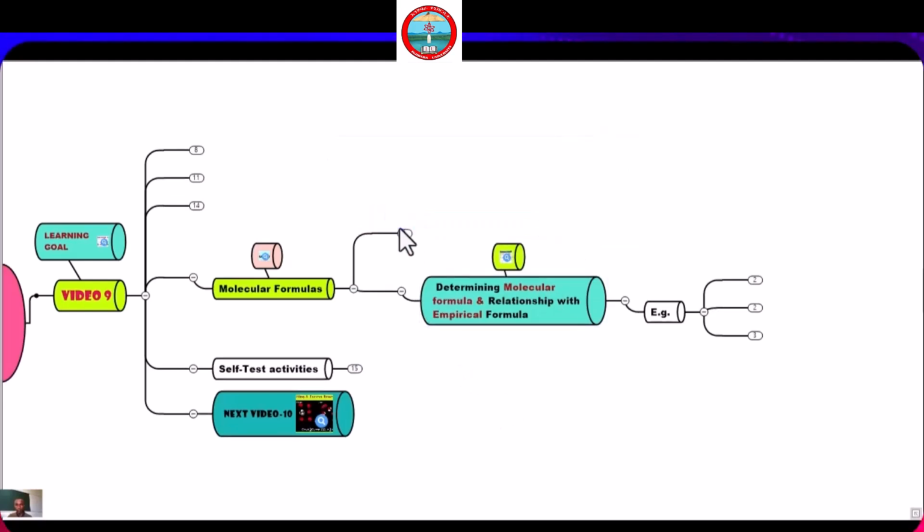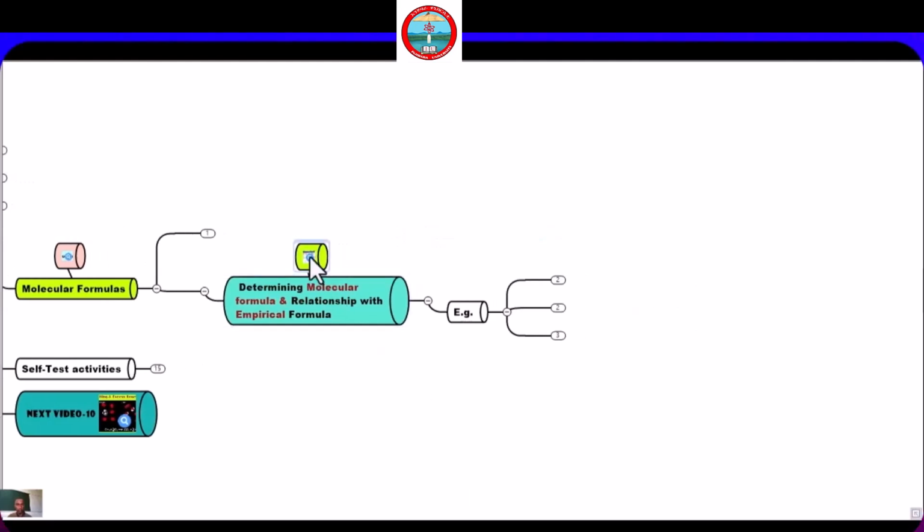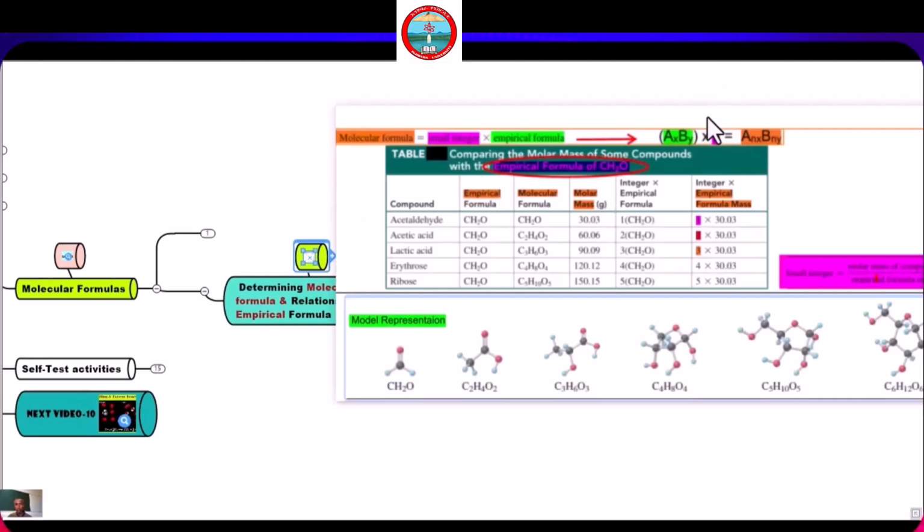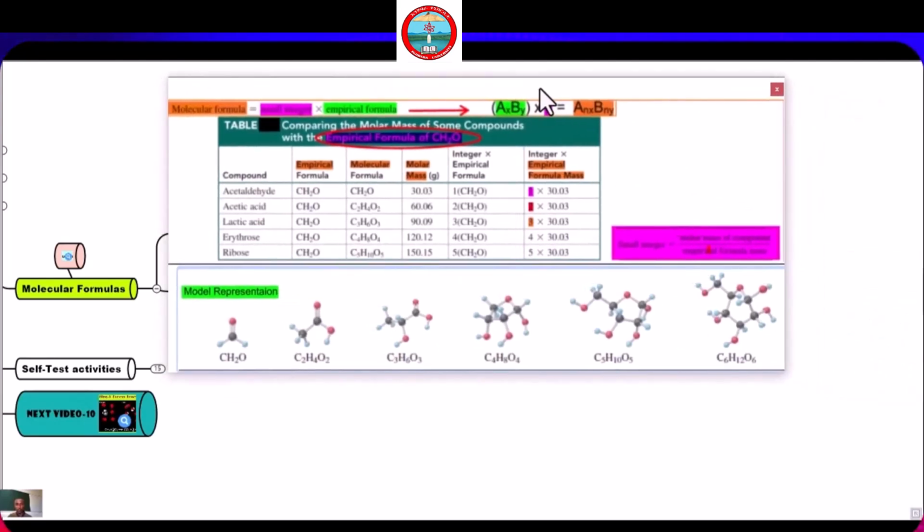Before going to determine the molecular formula, let me explain the relationship between the molecular formula and the empirical formula. The molecular formula is equal to the smallest integer times the empirical formula. Same, the empirical formula is this one, and the smallest number is n. If you multiply the empirical formula by a small integer, it becomes like this, and you can obtain the small integer by dividing molar mass of the compound by empirical formula mass.